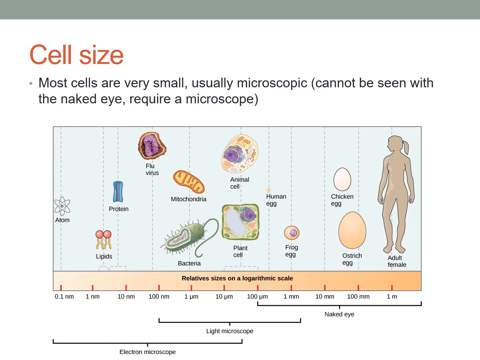Okay, so most cells are microscopic. You can only see them under a microscope. So until Leeuwenhoek and others, also in the Enlightenment, invented the microscope, we didn't actually know they existed.